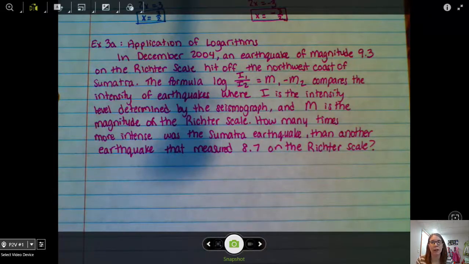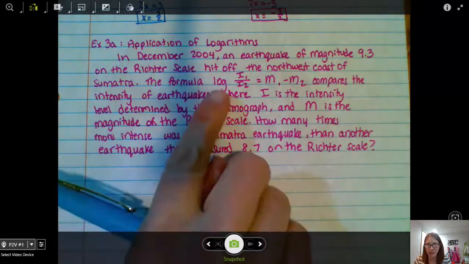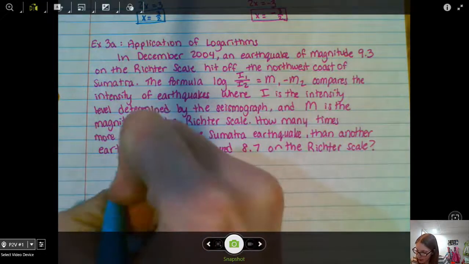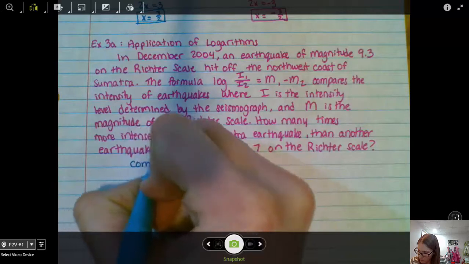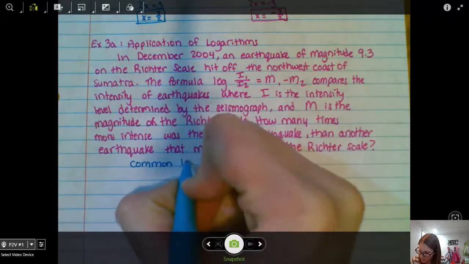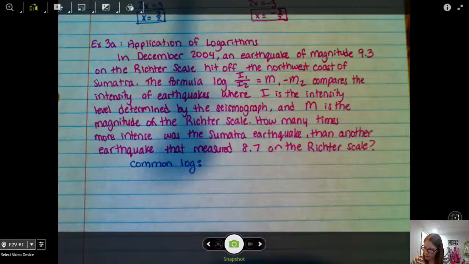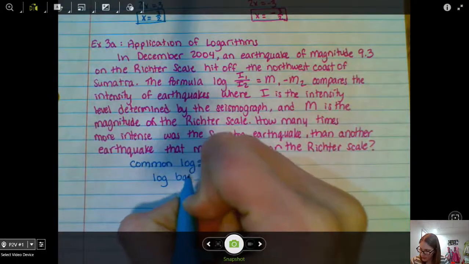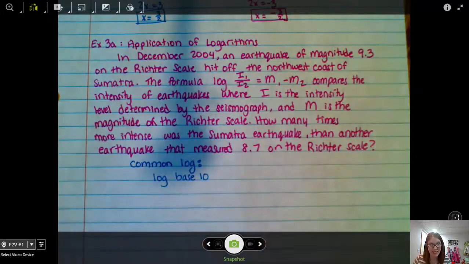Now, something that you might notice here in our formula is that there isn't a base written for our log. It just says the log of some other stuff. So this is what is called a common log. And if you ever see a common log, that means the base is 10.